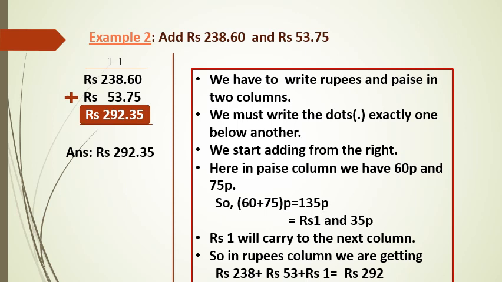Then we have to write the dots exactly one below another. And then we start adding from the right. So here in paise column, we have 60 paise and 75 paise. So 60 plus 75 paise equal to 135 paise. That means rupees 1 and 35 paise.